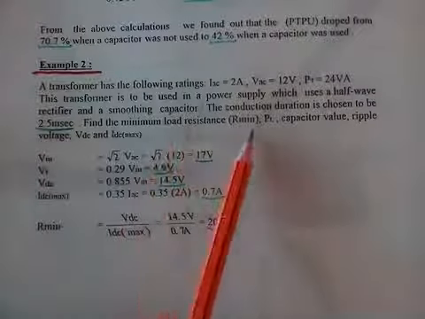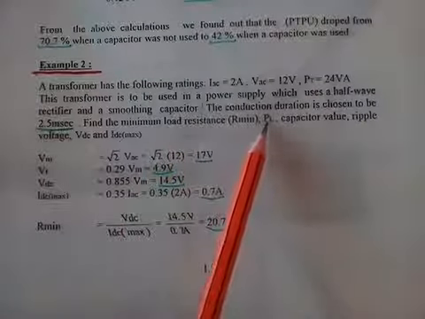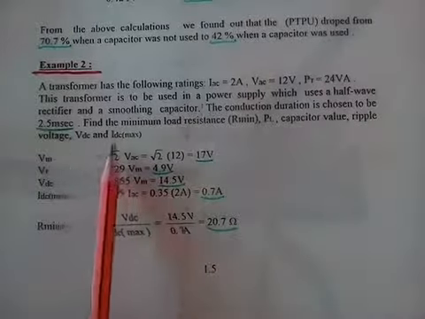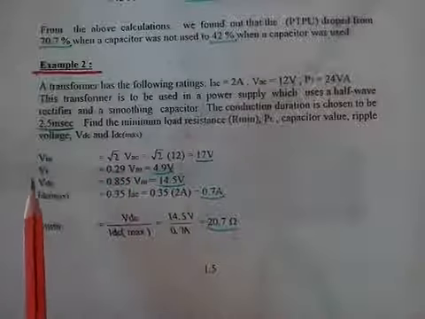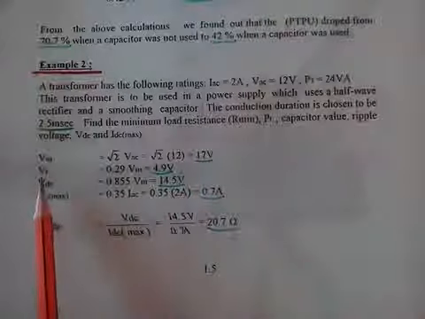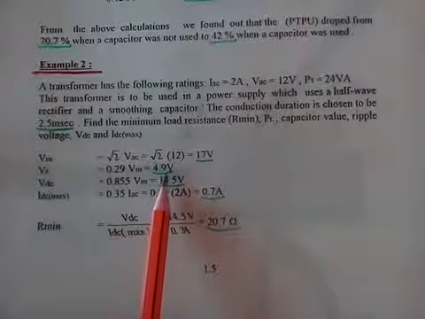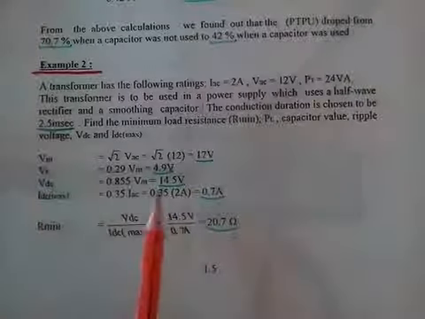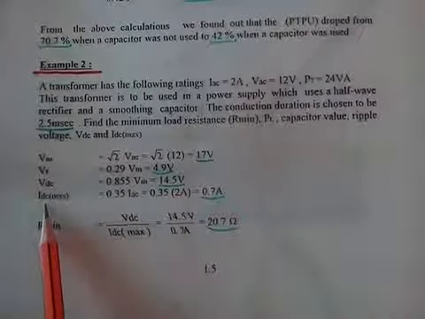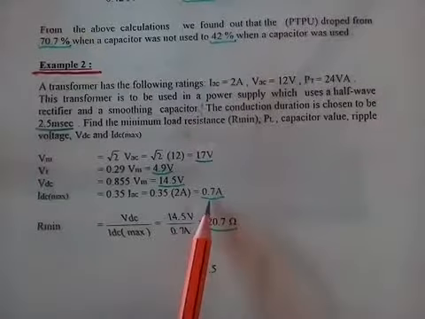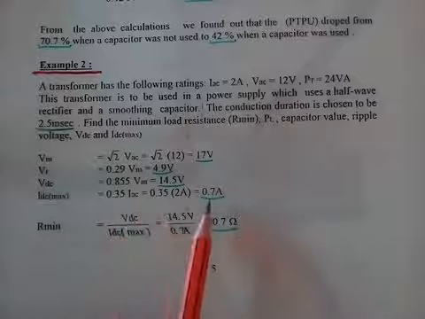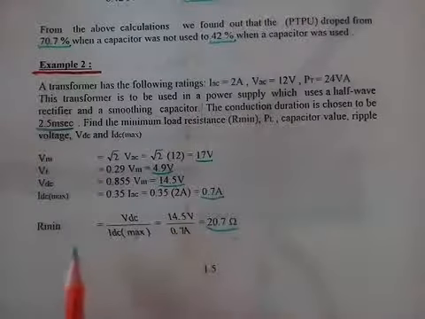Find the minimum load resistance R min, the power of the load PL, capacitor value, ripple voltage, VDC, and IDC max. The VBM would be equal to 17 volts. The ripple voltage would equal 4.9 volts. The VDC would equal about 14.5 volts. The IDC max would be equal to about 0.7 amps. Okay, that's 0.35 of the IAC. That would equal about 0.7 amps.